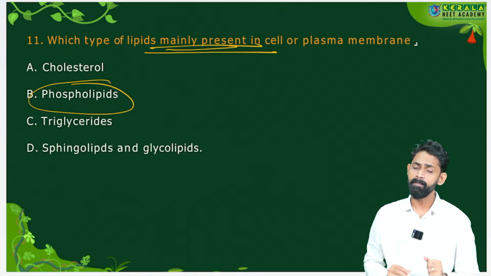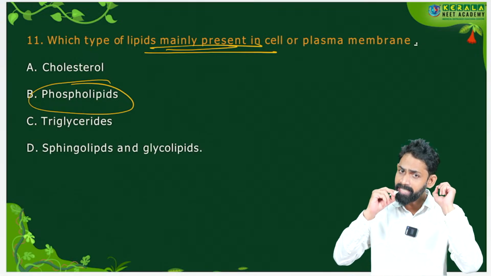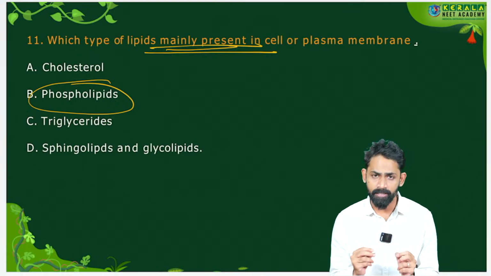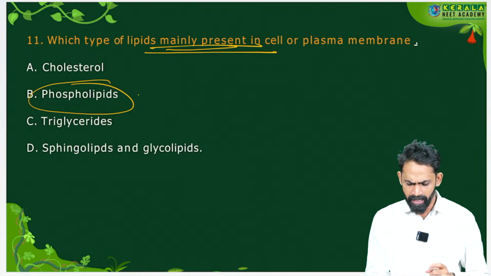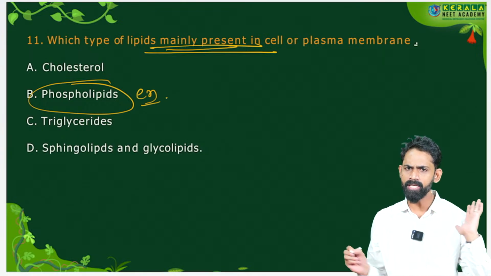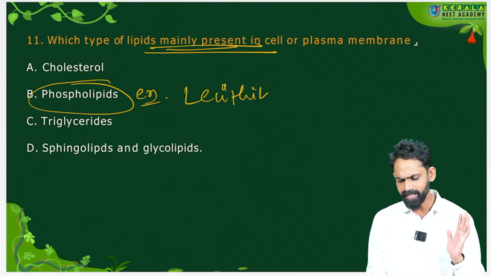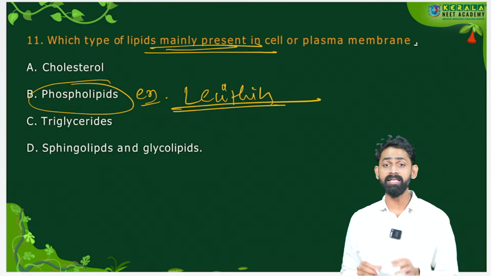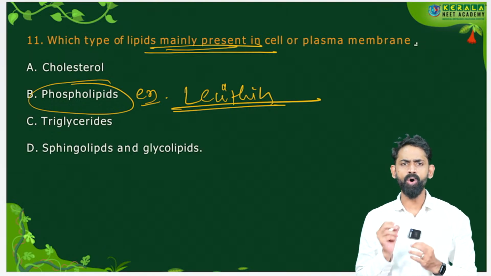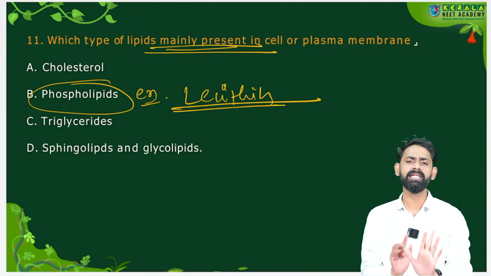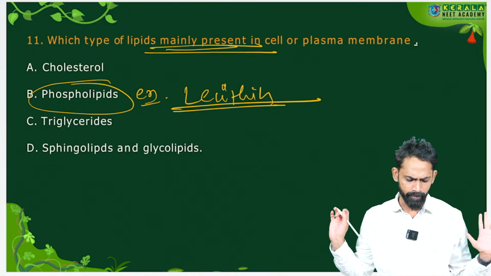One more time. The plasma membrane is made up mainly of one type of lipid, called phospholipids. In our syllabus, only one phospholipid is present. If you remember, that is lecithin. Lecithin. Don't confuse it with lectin. So, lecithin is the only example of a phospholipid present in our syllabus. Now, I am going forward.